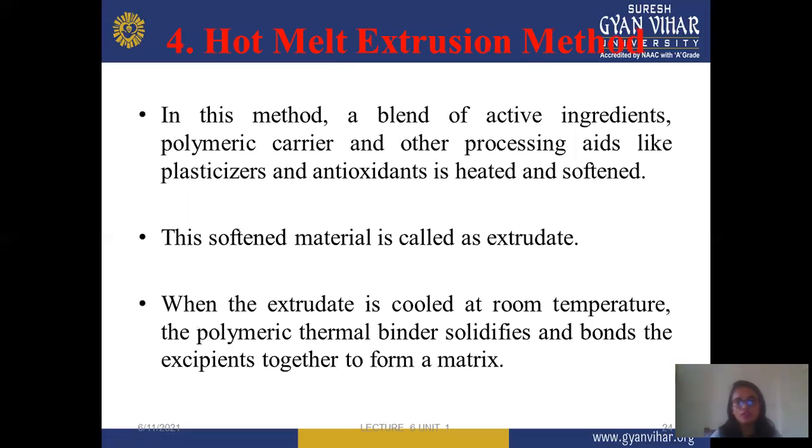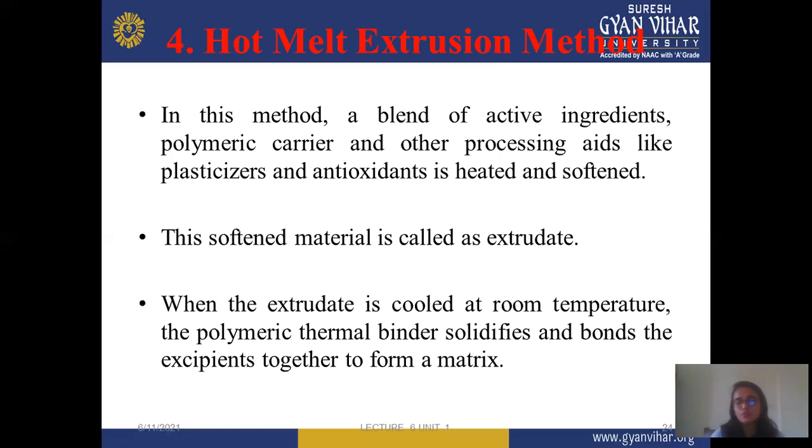Next method is hot melt extrusion method. In this method, a blend of active ingredient, polymeric carrier, and other processing aids like plasticizer and antioxidant is heated and softened. Certain additional excipients are used, like plasticizer and antioxidant, and you heat this until it gets soft. A polymeric carrier is also used with these excipients.